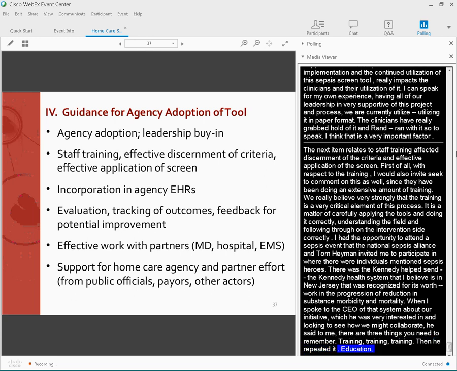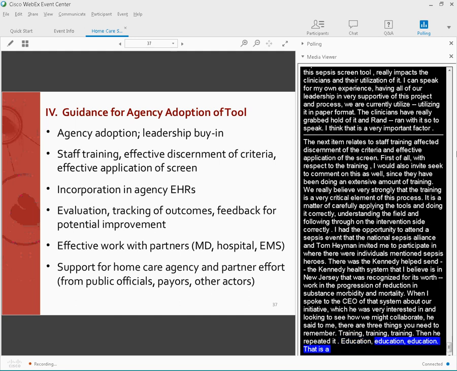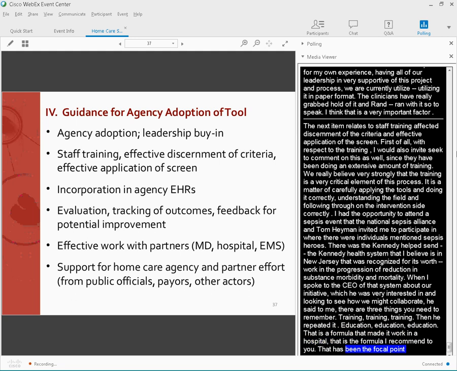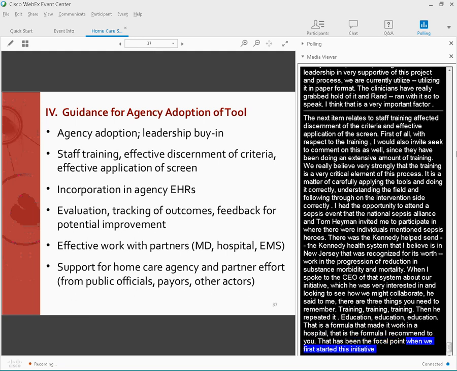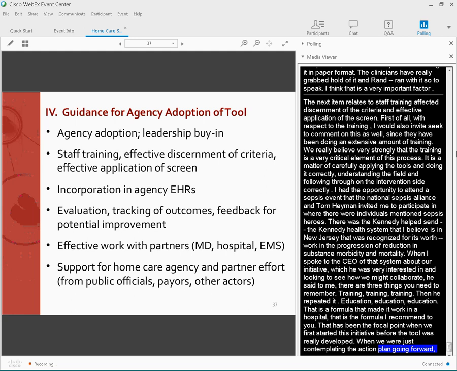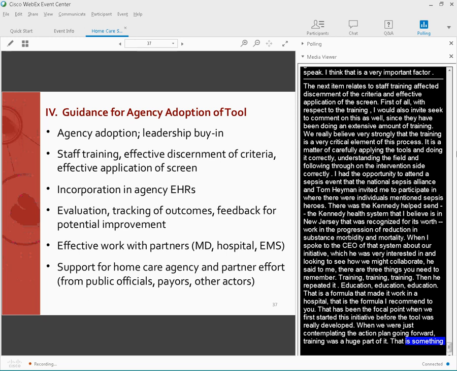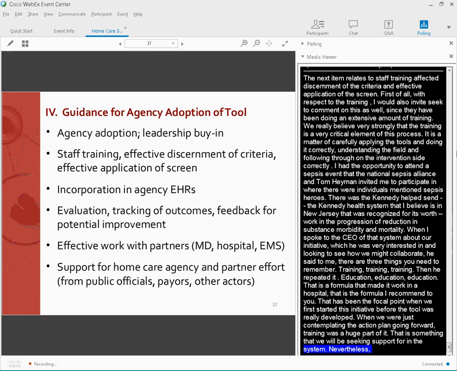And that has been a focal point since we first started this initiative, before the tool was really developed. When we were just contemplating our action plan for going forward, training was just a huge part of it, and that is something too that we are going to be seeking support for in the system. But nevertheless, that being very, very critical. Amy, let me turn it over to you to comment, and then certainly invite comments from Eve.